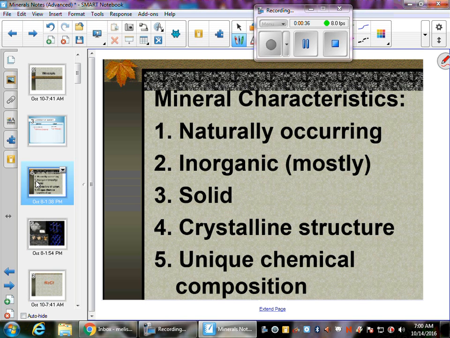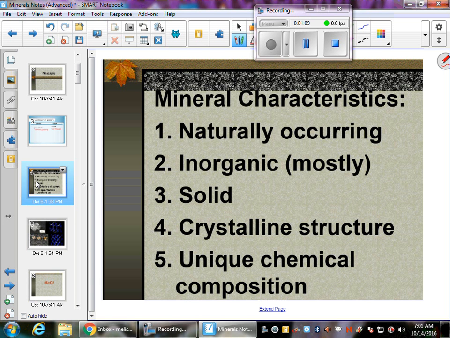There are 5 characteristics that minerals have. The first is that they are naturally occurring, which means that they're found in nature. The second is that they are inorganic. That means they're not living and they don't come from something that is living. It says mostly here because there's an exception made sometimes for coal. Coal would be considered organic. It comes from something that's living, but many scientists would still consider it to be a mineral.